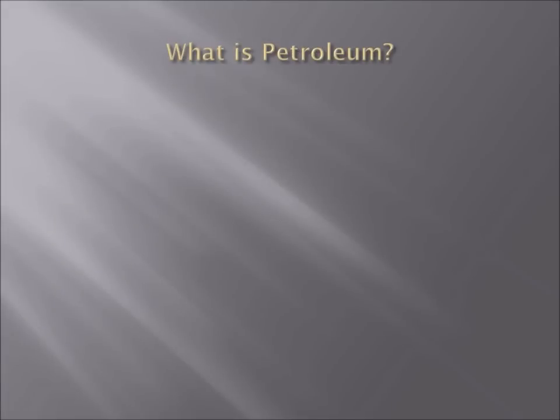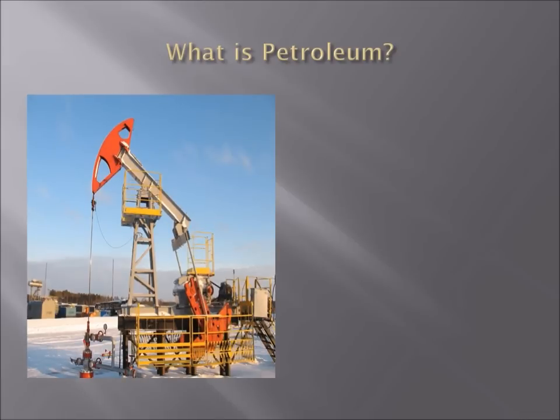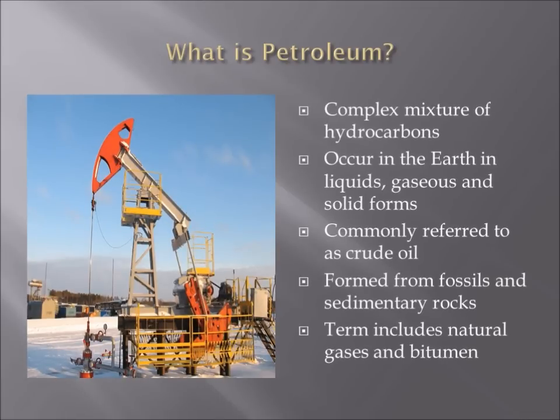First of all, let's take a look at what is petroleum. It is a complex mixture of hydrocarbons in the earth, and they occur in liquid, gaseous, and solid forms. Commonly, we refer to these as crude oil. Petroleum is formed from fossils and sedimentary rocks from billions of years ago, and these include natural gases and bitumen, which are viscous and solid forms of hydrocarbons.